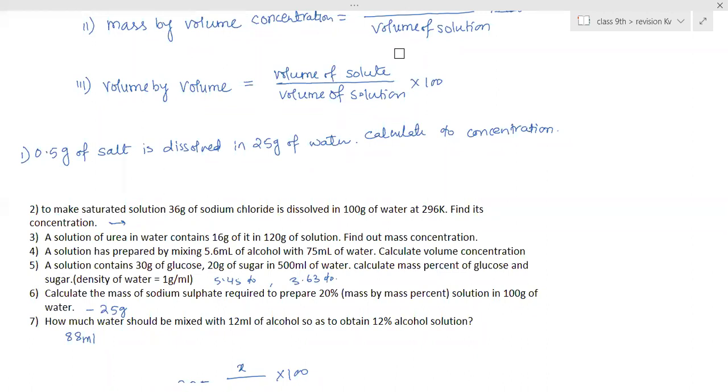Ma'am, mass concentration means total concentration. Yes, total concentration. Mass by mass concentration. Ma'am, suppose if we get the fraction, should we convert it into decimal? Yes. Okay. Now, if it is volume concentration, should we do volume by volume or mass by volume? Volume by volume.